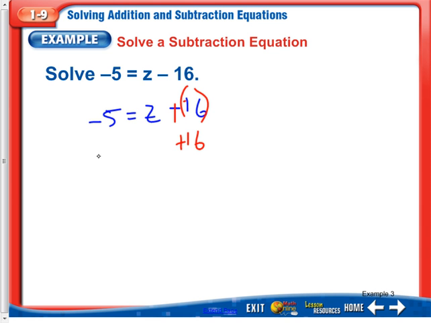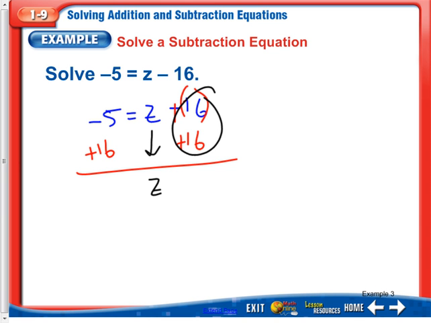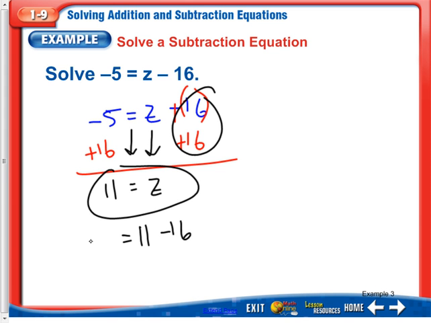Add 16 to both sides. Draw your line across. This is going to be 0, so we don't have to write it. Bring your z down. Bring your equal sign down. If I have $16 and I owe $5, it means I'm still going to have 11. So z equals 11 will be my solution. Don't forget to check it, so we can go 11 minus 16, and our calculator is going to tell us, yep, that is a -5, and so it checks.